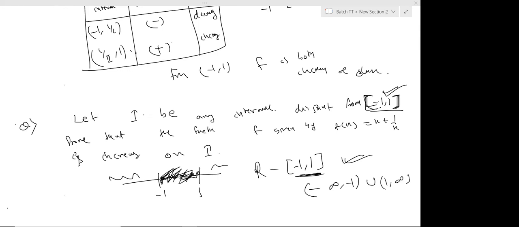So this value of 1 by x will become minus 6 raised to minus 2. Yes. So take LCM and factorize, you will get the critical points. Right, sir.